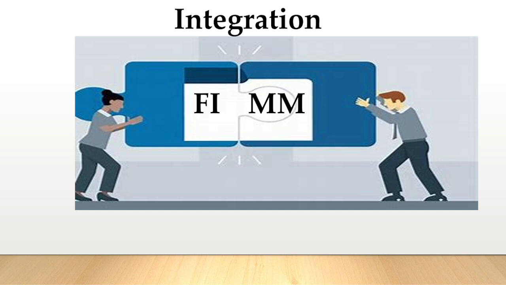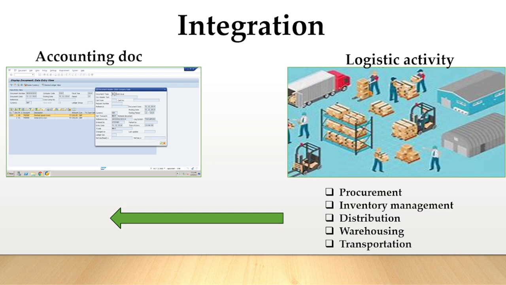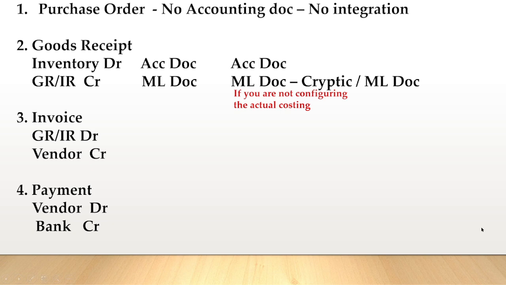In the last session, we completed the basic settings related to MM. Now we will move towards integration. Integration means we are going to integrate FI with MM. When we do any logistic activity in the logistic system, we are going to have an accounting document. I will start with the purchase order. RFQ can be added, but it is purely logistic point of view. For us, mandatory is purchase order. First logistic activity is purchase order. Next logistic activity is goods receipt.